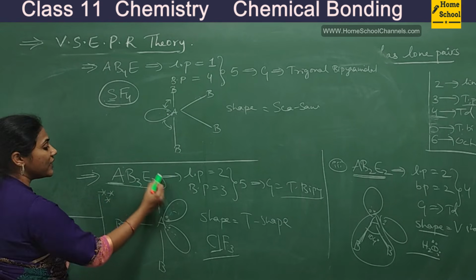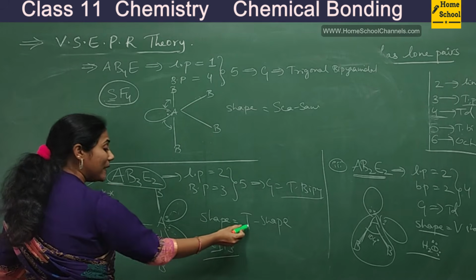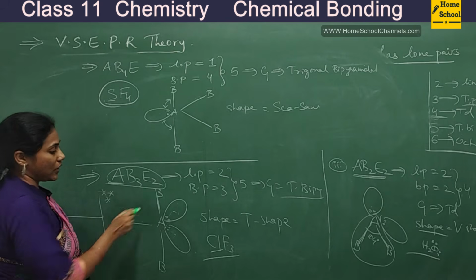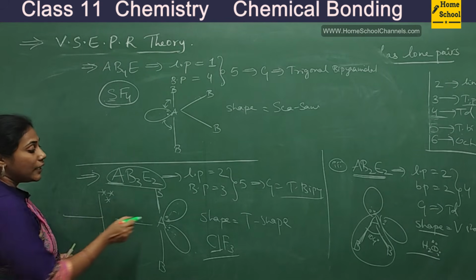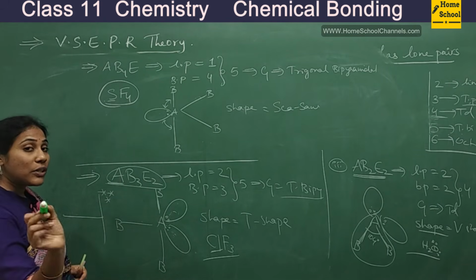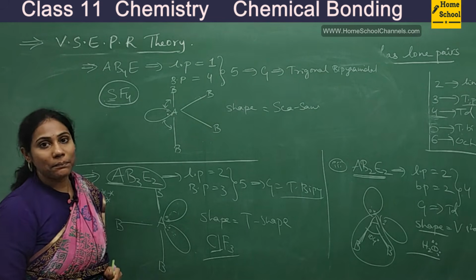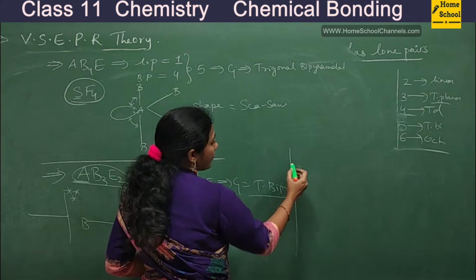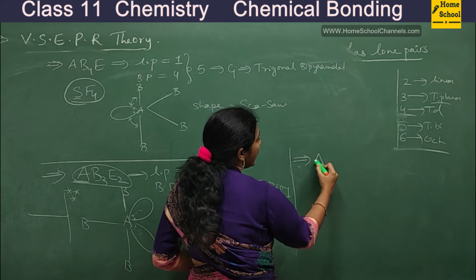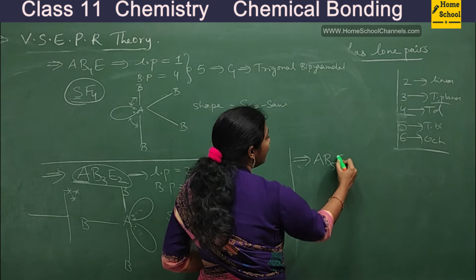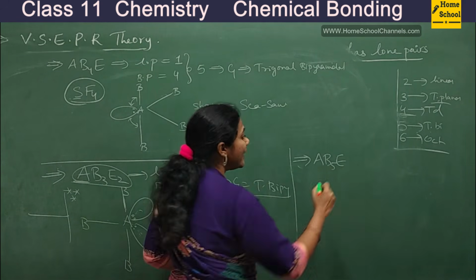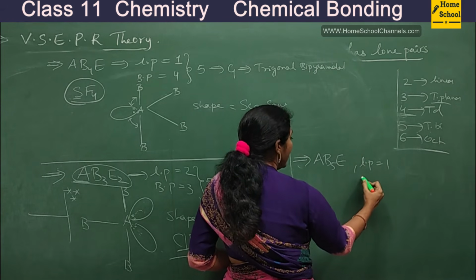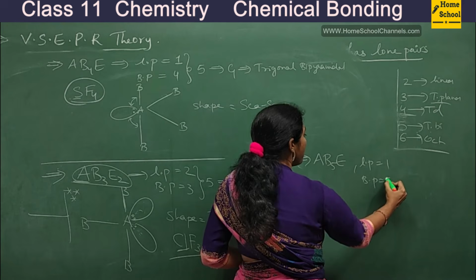A molecule of this type will always have what shape? T shape, because the 2 lone pairs occupy equatorial positions, not axial positions. If they occupy equatorial positions only, repulsions can be minimum. Clear? Fine. Let's go for the next variety. See, we have a variety AB5E. Okay, so in AB5E, the number of lone pairs is 1, and the number of bond pairs is 5.